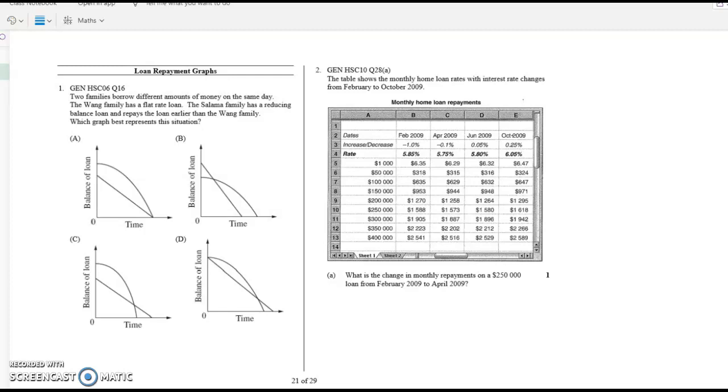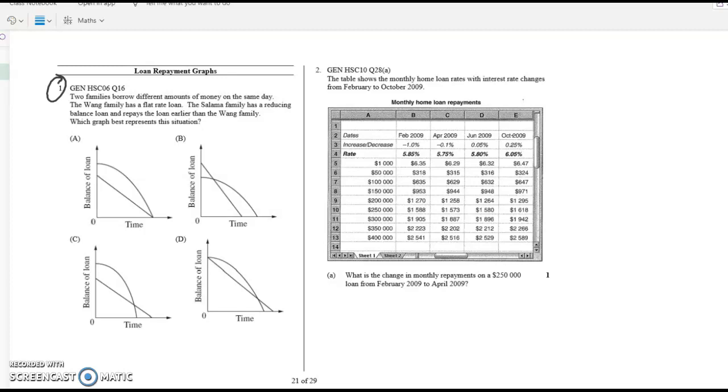So here in question 1, this gives us already a visual snapshot of the difference between a flat rate loan and a reducing balance loan, which is normally what a home loan looks like, a curve. So this one in question 1 says, got two families here, they borrow different amounts of money on the same day. The Wang family has a flat rate loan. The Salama family has a reducing balance loan and repays the loan earlier than the Wang family. Which graph best represents this situation?